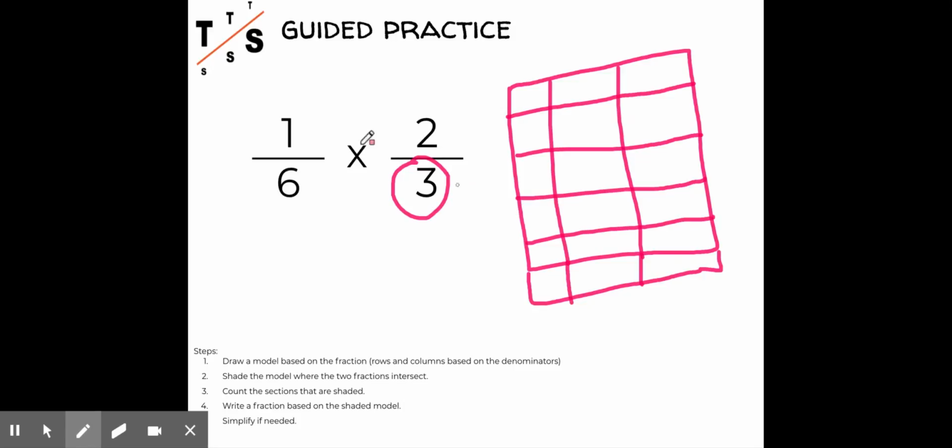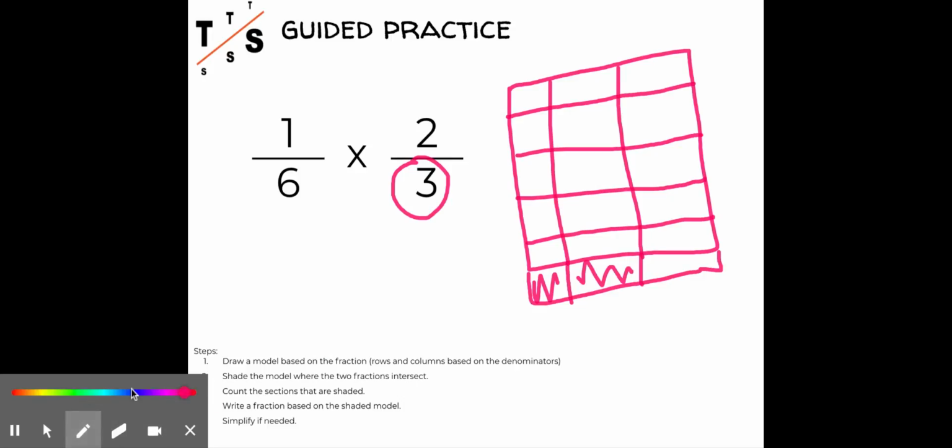Okay, so now I'll fill in and shade my model. So for 2/3, I'm going to go across here because I have 2 out of 1, 2, 3. I'll use a different color to shade 1/6. So here I have 1, 2, 3, 4, 5, 6. So I'm going to do it where it intersects right here.